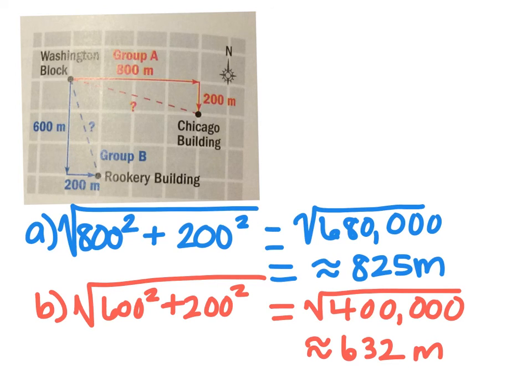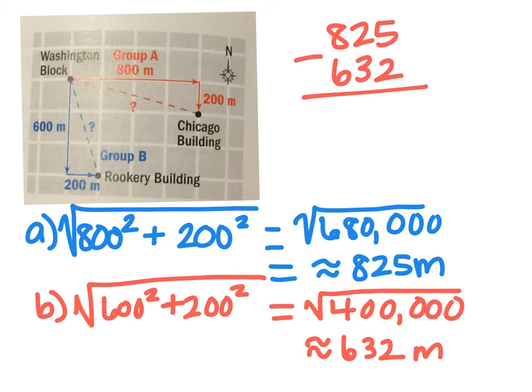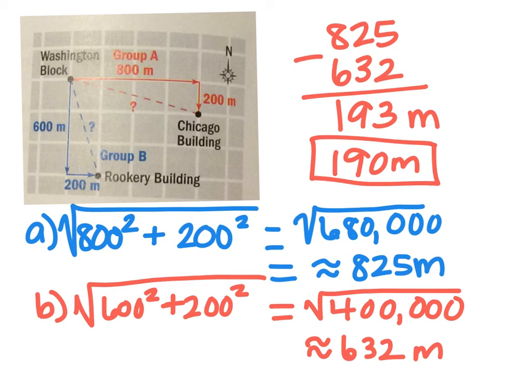So returning to our question, we wanted to know, to the nearest 10 meters, how much farther is group A from the Washington block than group B? All right, well, if group A went 825 meters and group B is 632 meters, then it looks like we're approximately 193 meters farther if you were in group A than if you were in group B. So the final answer is group A is about 190 meters, because remember, we're supposed to go to the nearest 10 meters. Group A is about 190 meters farther from the Washington block than group B is.